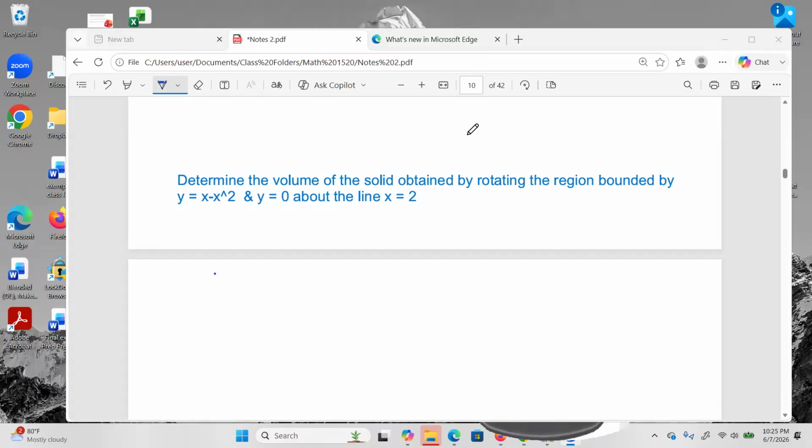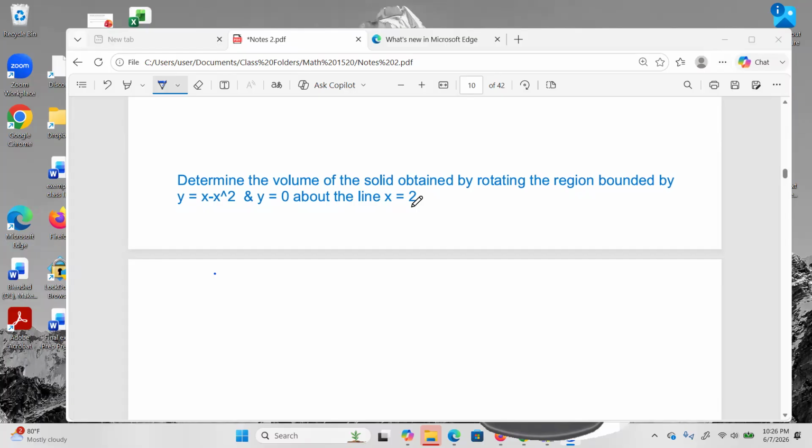Okay, welcome back to Calculus 2. So we have another problem here. It says determine the volume of the solid obtained by rotating the region bounded by y equals x minus x squared and y equals 0 about the line x equals 2. Let's go ahead and draw a picture so we can see what we're working with here.